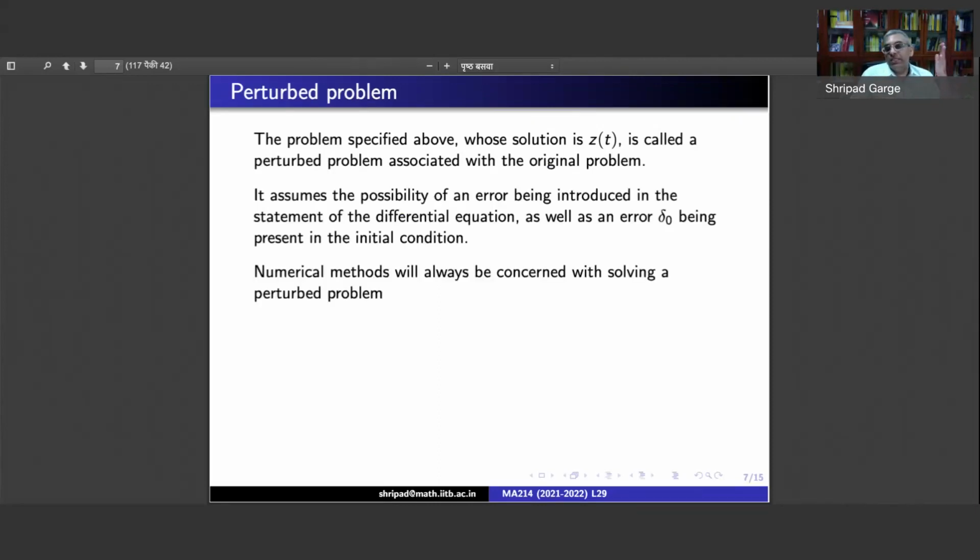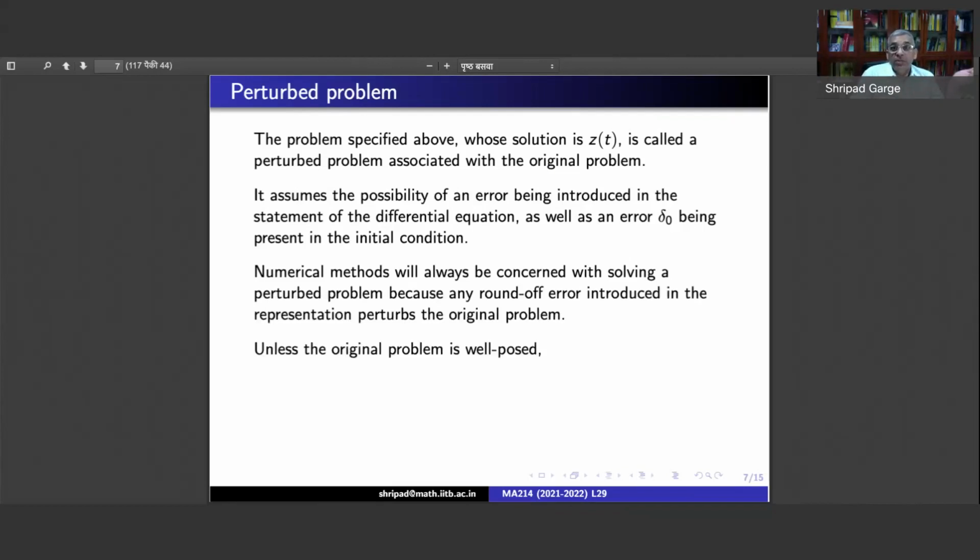And numerical methods are always concerned with solving a perturbed problem, because any round off error introduced in the representation does perturb the original problem. So we have to look for perturbed problems, and therefore we really wonder whether our problems are well posed.